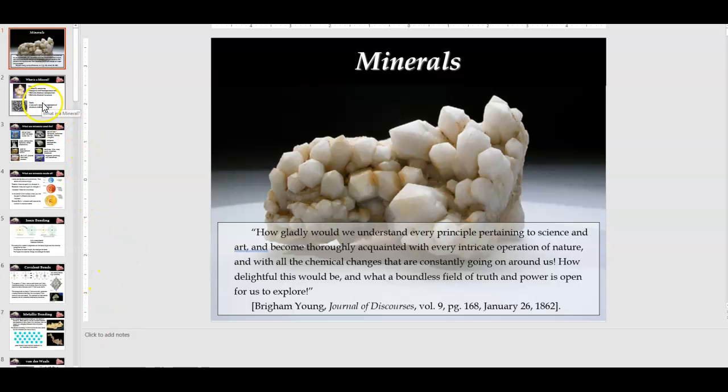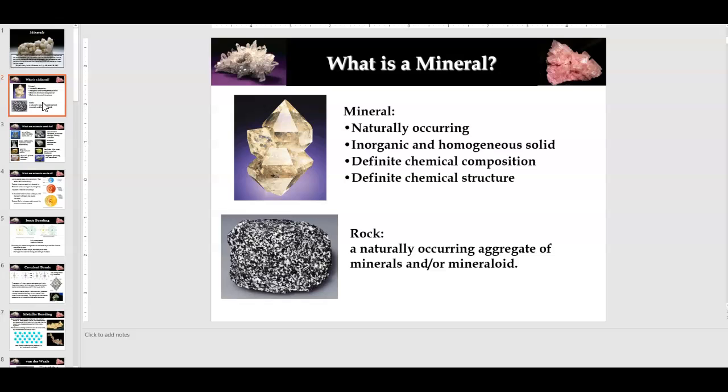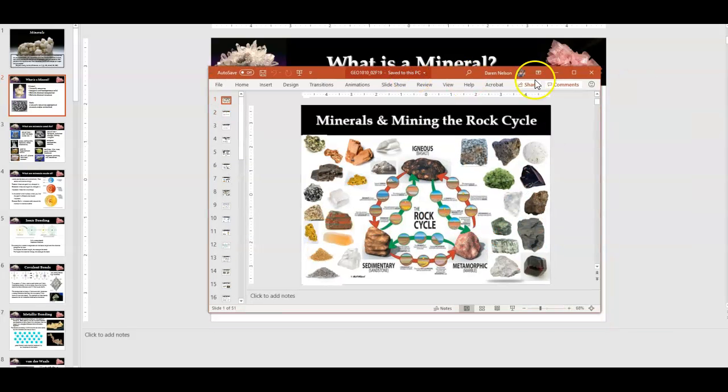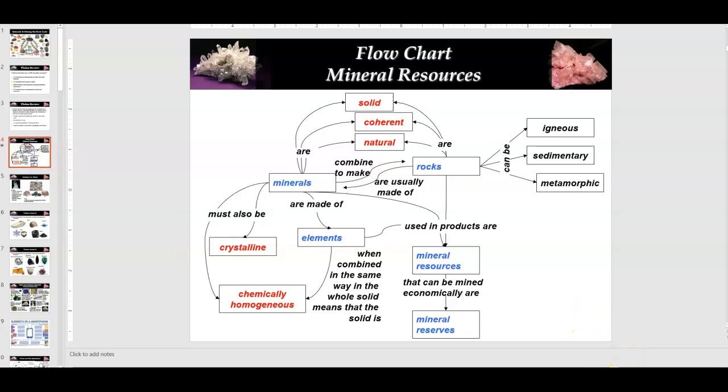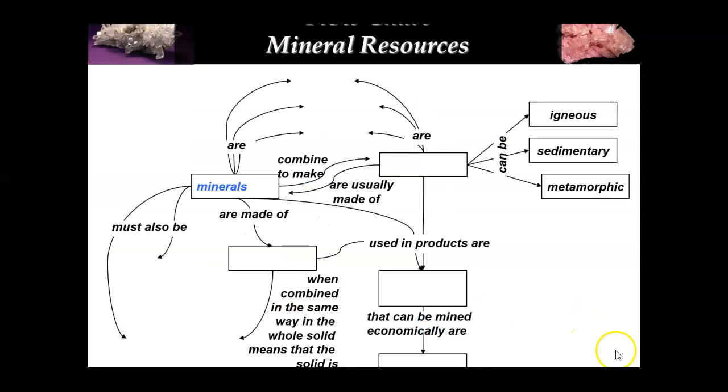First of all, let's start off with what is a mineral. A mineral is a naturally occurring, inorganic, and homogeneous solid. I actually like this format. This is one of my slides from UVU, and it's one of my favorite ways of looking at this. This is a flow chart.